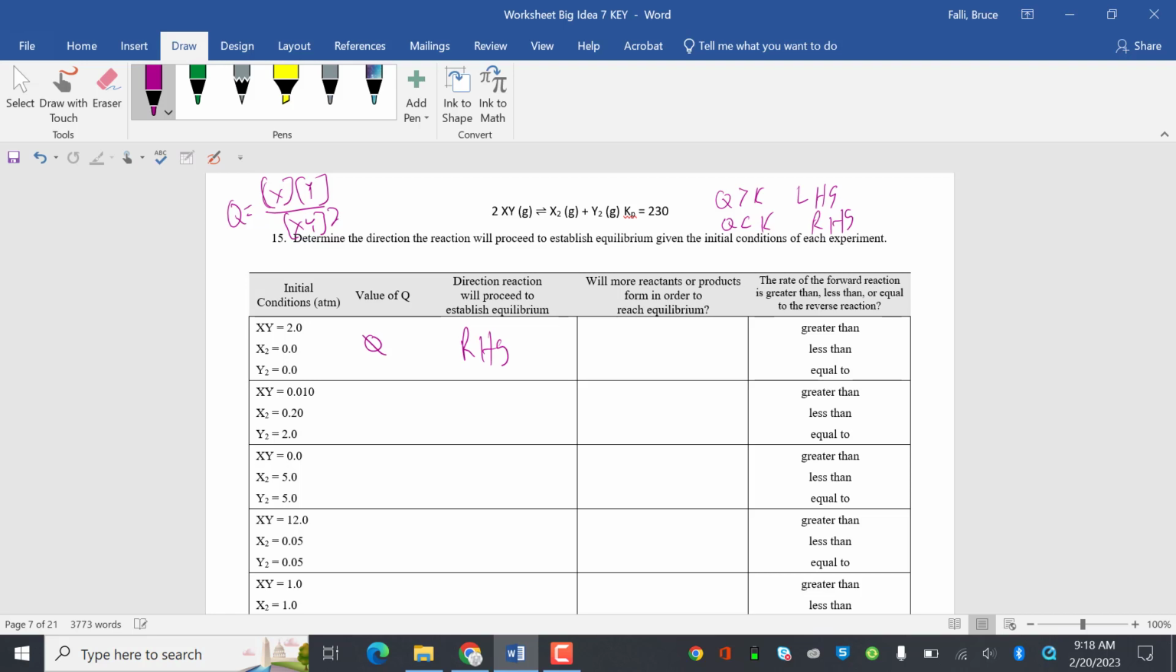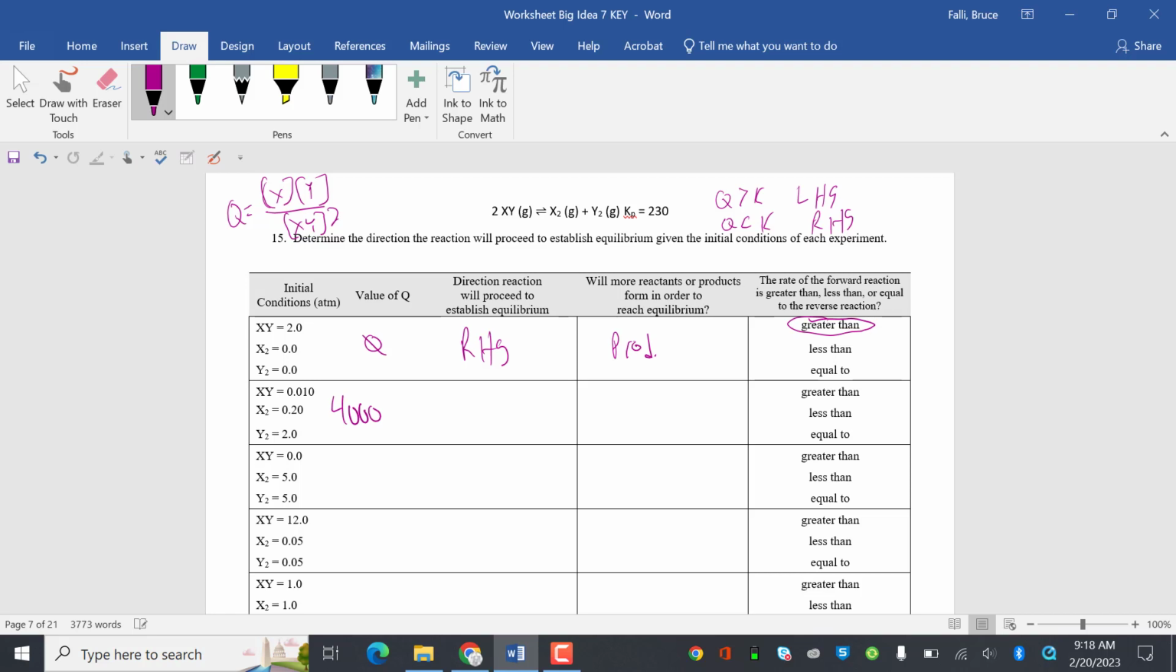Will more reactants or products form in order to reach equilibrium? So this means right-hand side is going to be products. The rate of the forward reaction is greater than. There you go. So now let's plug these in. So I've got X times Y. So 0.2 times 2 divided by 0.01 squared, 4,000.